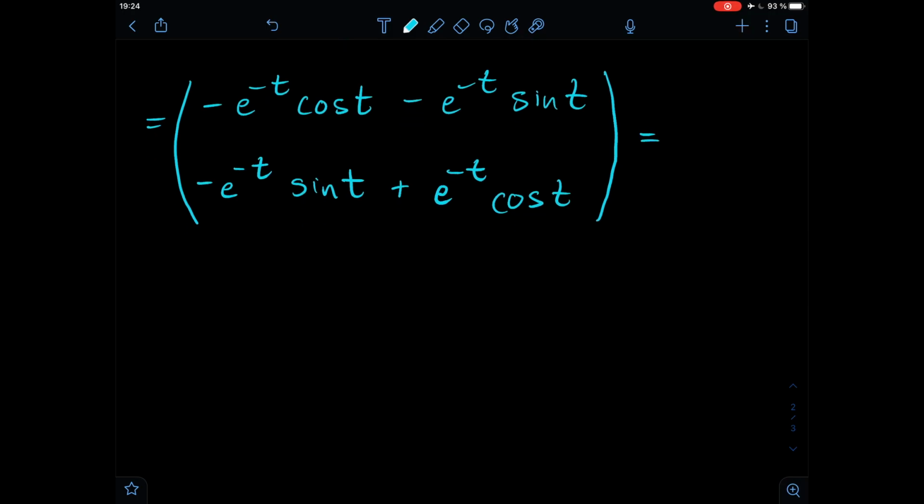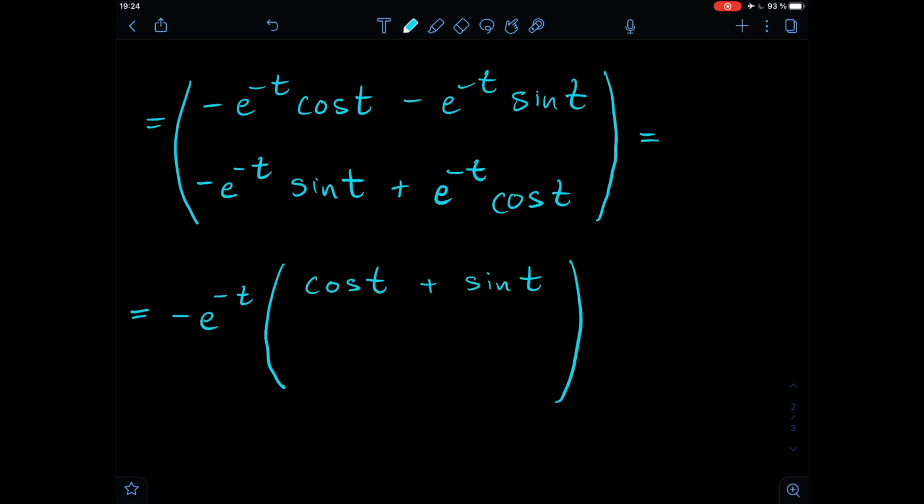So what we can do first is we can extract the e to the power of minus t out of the integral, or the minus e to the power of minus t. So let's first rewrite the whole thing. We have minus e to the power of minus t times, so here we have cosine of t, and here we have plus sine of t.